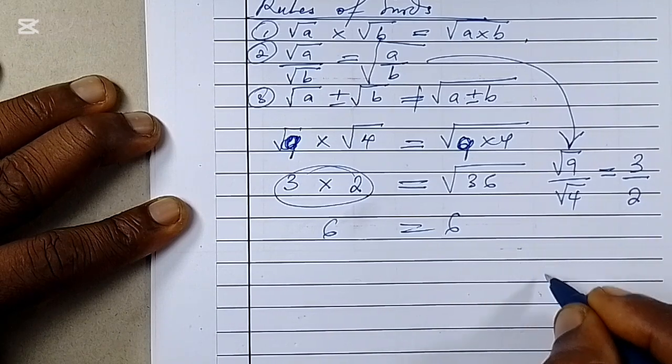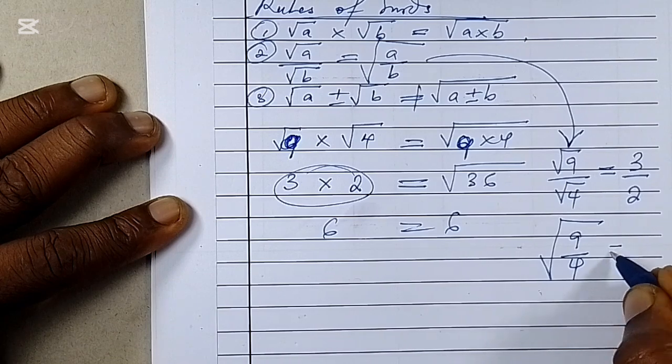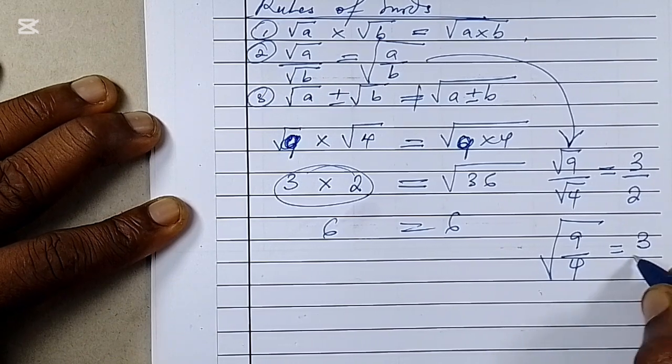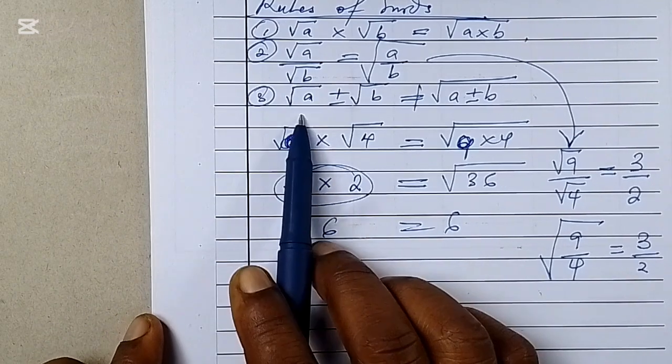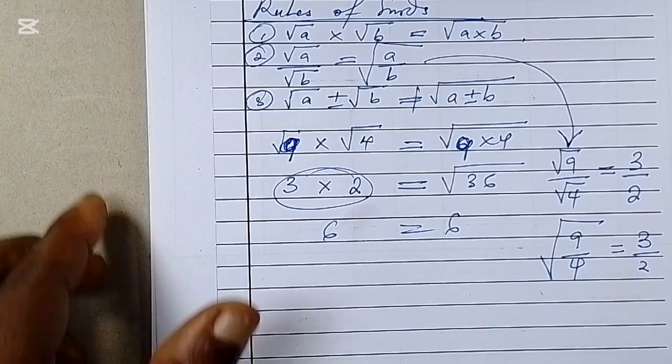Now, let's compare. What if we took the square root of 9 over 4? The square root of 9 over 4 will be the same thing as 3 over 2. If you punch your calculator, you will see it is 1.5. Now, that tells you that law number 1 and law number 2 are both correct. However, if you try the same thing for law number 3, you will discover it is wrong. I would advise you to try that.